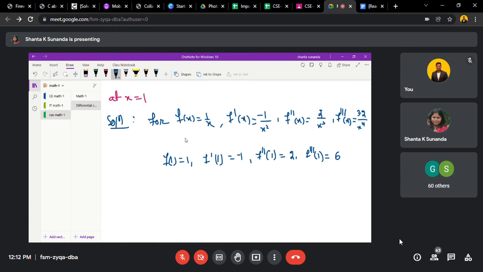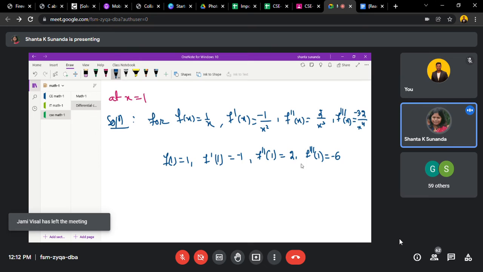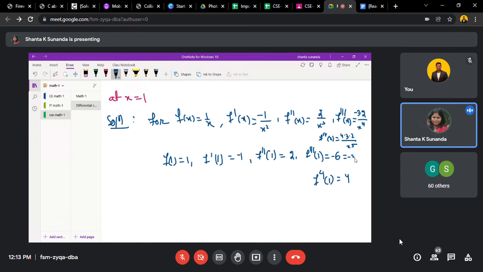Ma'am, it will be minus 6, no, because that minus 3, yes, we are multiplying. Yes, it's minus 6. Thank you. Okay, then we have the fourth derivative. So it will be 4.3.2 by x power 5. So the fourth derivative of f at 1 will be 4 factorial. Here you can write minus 3 factorial.